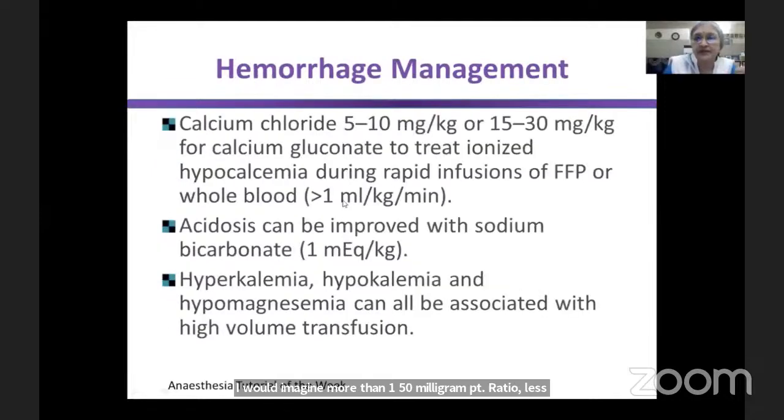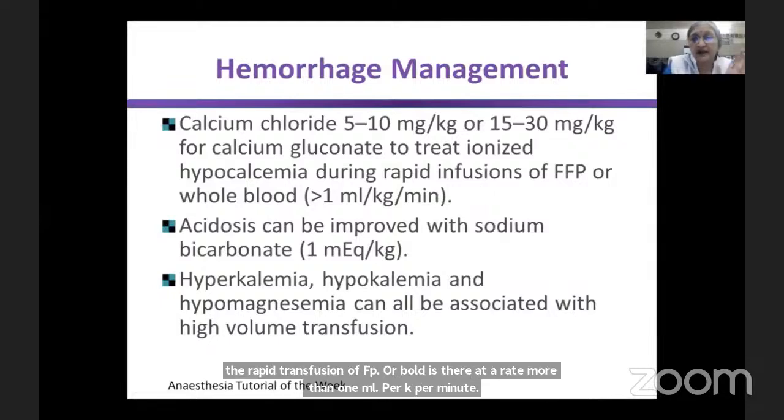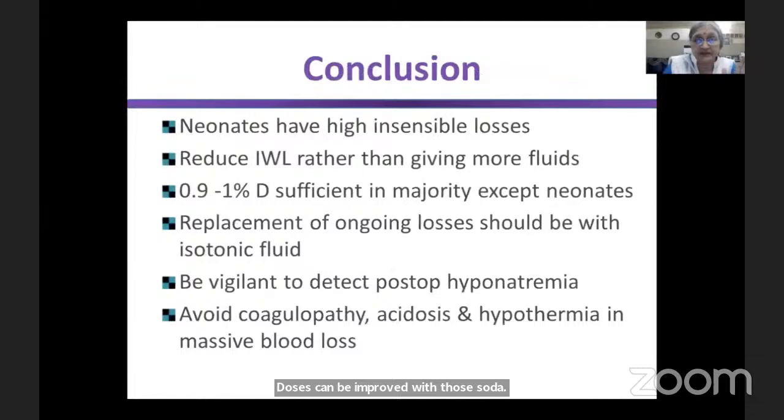Calcium may be needed. Calcium gluconate can be given at 15 to 30 milligram per kg whenever there is rapid transfusion of FFP or whole blood at a rate more than 1 ml per kg per minute. Acidosis can be improved with soda bicarb. Hyperkalemia needs to be treated.